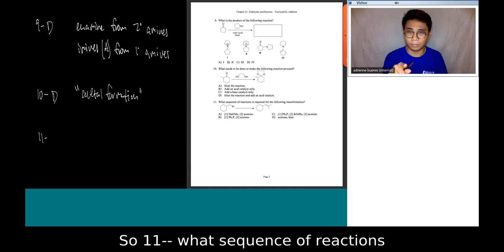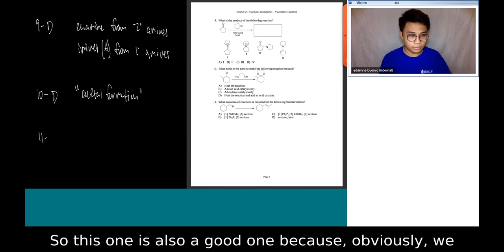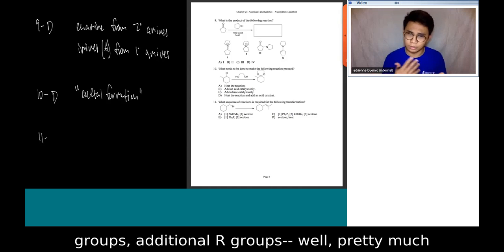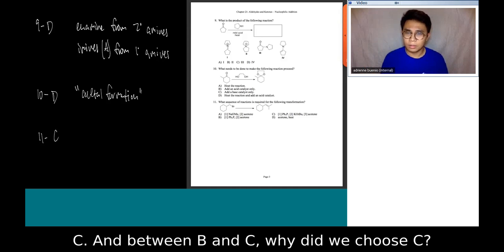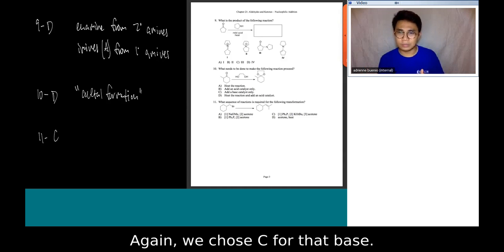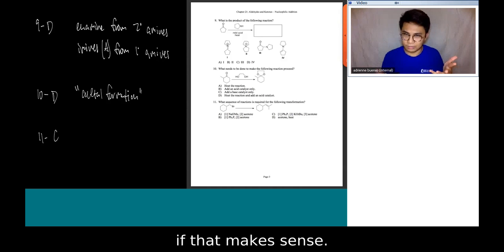Okay. 11. What sequence of reactions is required for the following transformation? So what's going on here? This one is also a good one, right? Because obviously we got rid of that leaving group and added our double bond and additional R groups. So pretty much just an R group, right? So this one, C, right? And between B and C, why did we choose C? Again, we chose C for that base, right? So basically, C is the Wittig formation itself, if that makes sense, right?